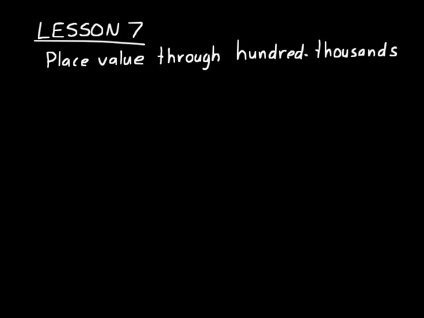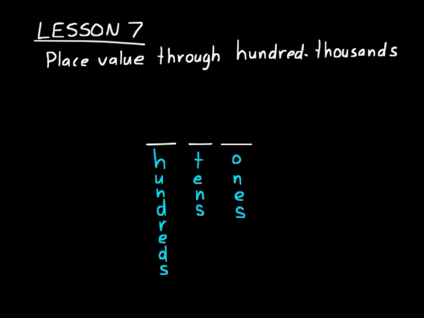Lesson 7 starts on page 25, and it's about writing and comparing numbers through hundred thousands and ordinal numbers. So far we've been talking about place value of hundreds, of tens, and of ones. Now you're going to learn about thousands, 10,000s, and 100,000s. Those will be the next three to the left of hundreds, tens, and ones.